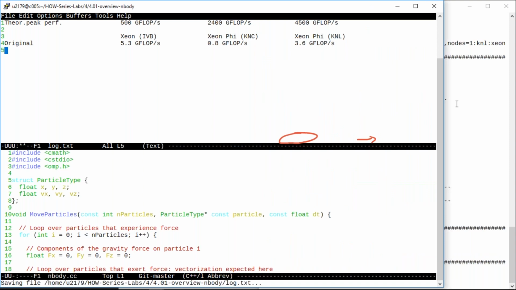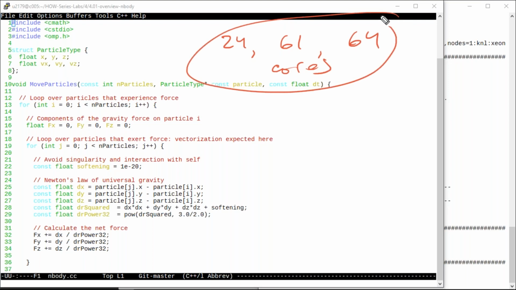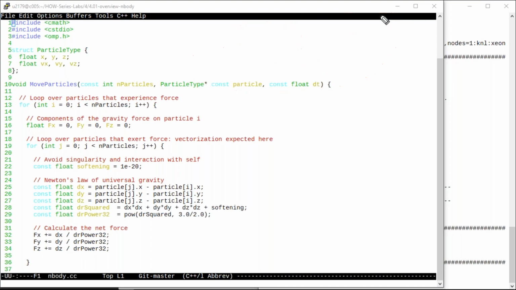Let's see why we are not getting anything close to the theoretical peak performance. And I think if you attended session 4, it should be completely apparent to you. The lowest hanging fruit is the threading. This code knows nothing about multi-threading, and it is running on processors that have respectively 24 cores, 61 cores, and 64 cores. All of these cores require multiple instruction streams, and we are just running one. So we need to parallelize it.